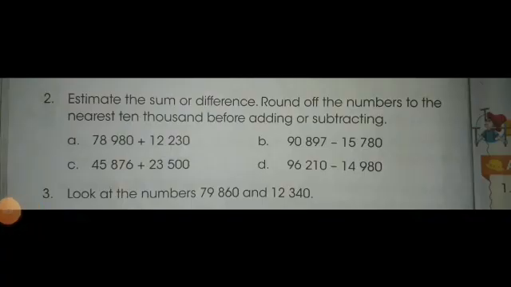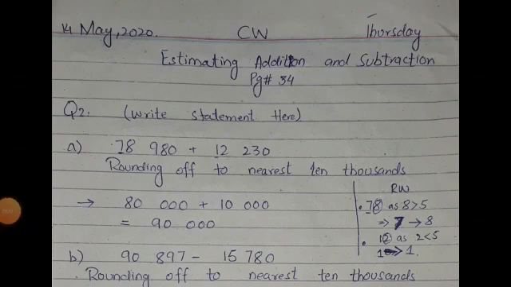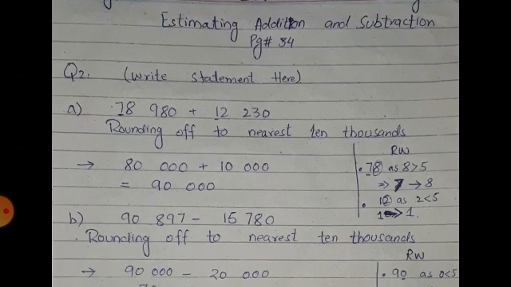Number 2 is estimate the sum or difference, round off the numbers to the nearest 10,000 before adding or subtracting. Let's start with part A first. We will do question number 2 and 3 in the notebook. So you have to prepare your classwork pages. Write the CW date and day, topic and page number. Question number 2 with the full statement. Use your books. Part A, 78,980 plus 12,230. We will round off to the nearest 10,000s.